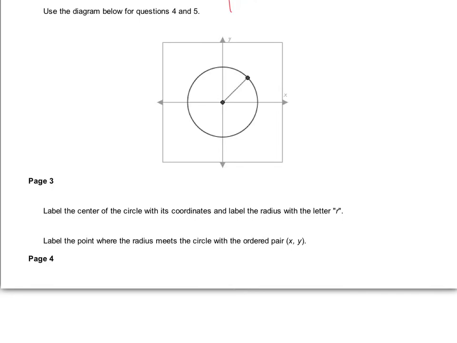So this question says to label the center of the circle with the coordinates and label the radius r. So here's the center. It's at 0, 0, and this is the radius, it's r. So we're supposed to label the point where the radius meets the circle with the ordered pair x, y.